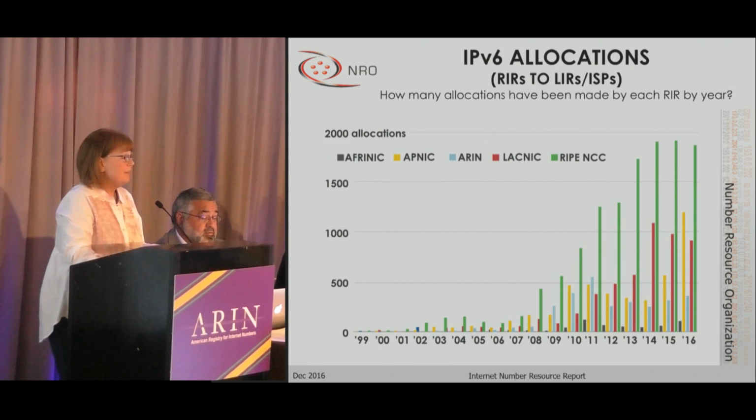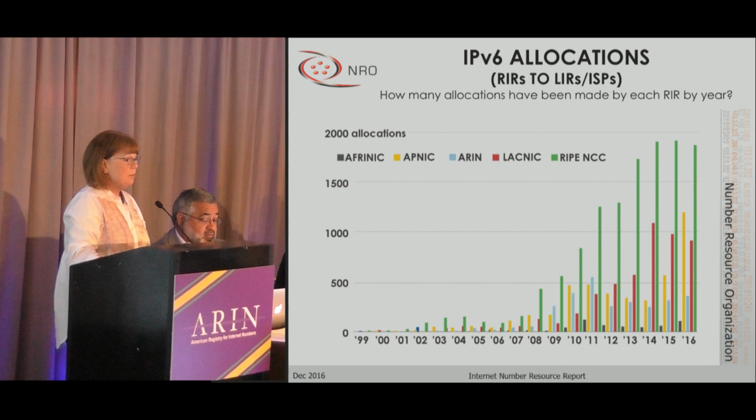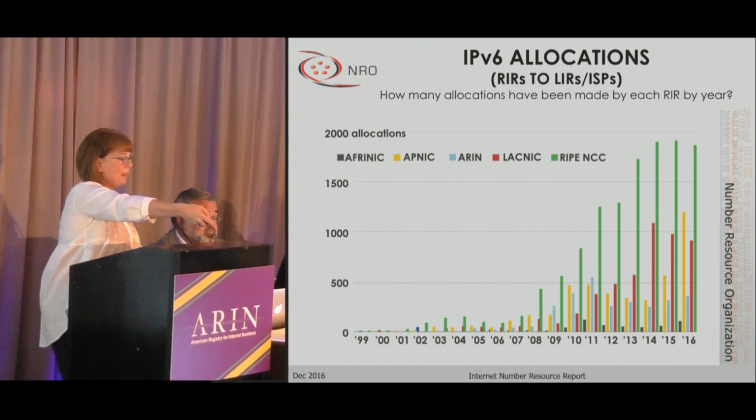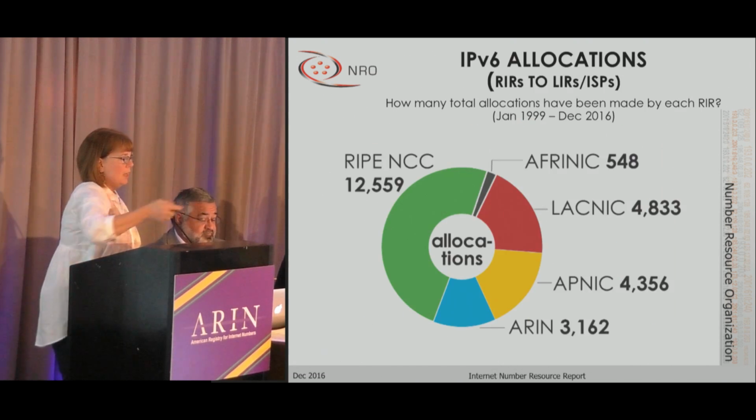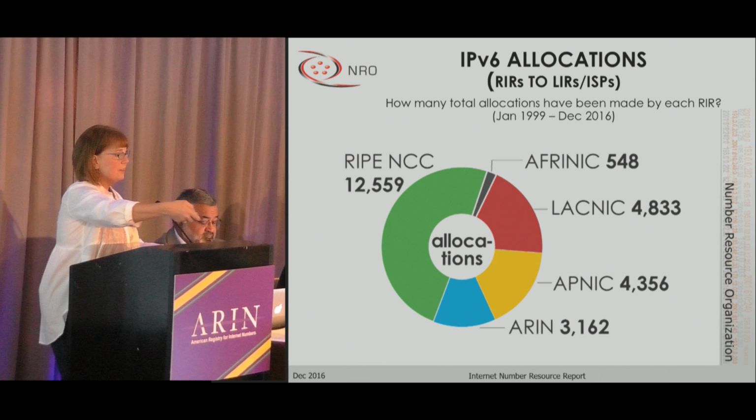And this just shows the IPv6 allocations. And again, you can see much of the growth is in the RIPE region. And that is shown very clearly here when you look at the cumulative totals of the IPv6 allocations to ISP customers.